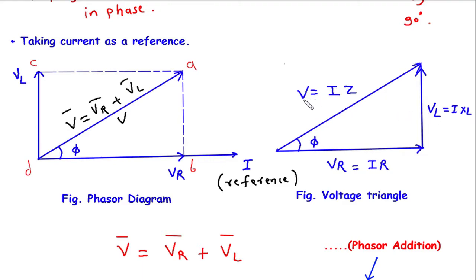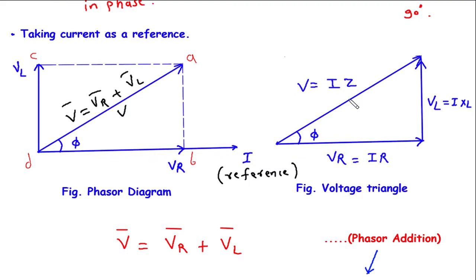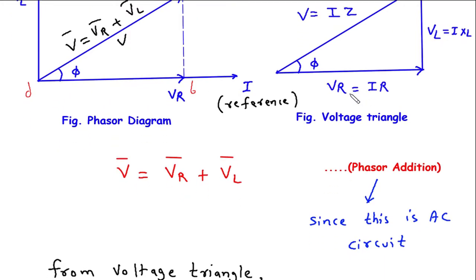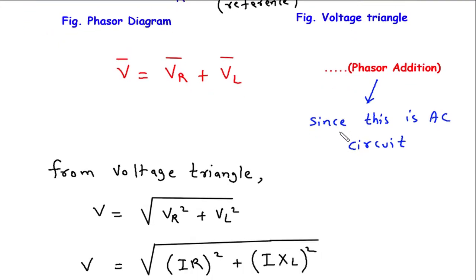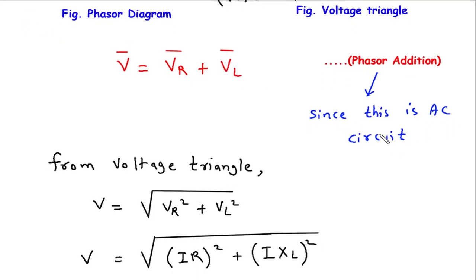And this is V. This applied voltage V is equal to I into Z. This Z is the impedance. V is equal to VR plus VL. This is a phasor addition, since this is an AC circuit.